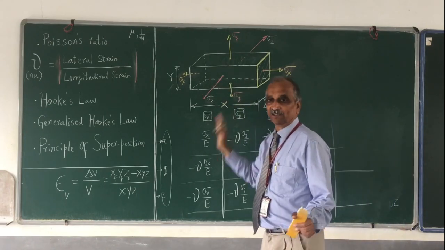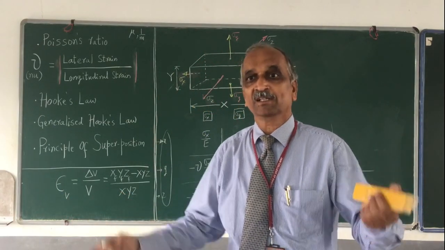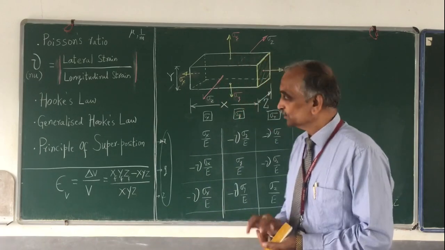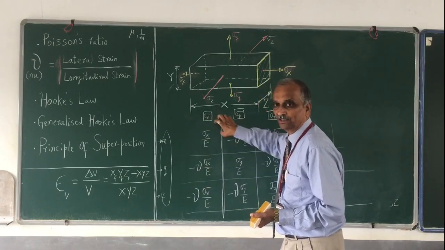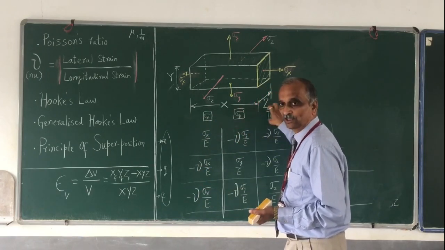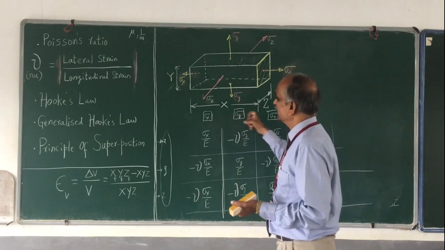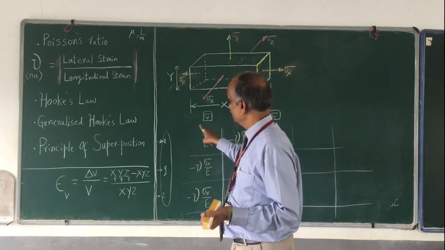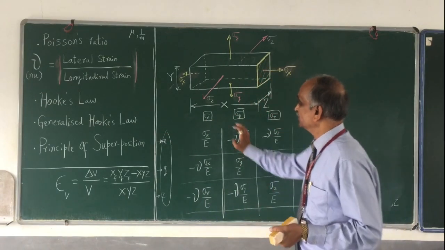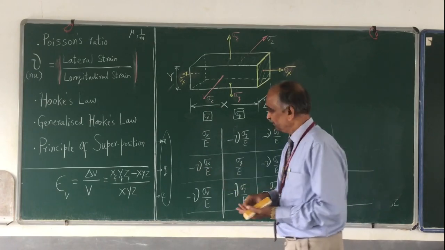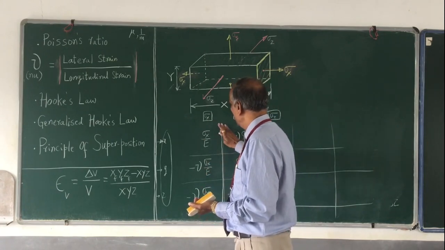But the actual body is not subjected to only sigma x or only sigma y or only sigma z. We have actually all the three, sigma x and sigma y and sigma z. So now what are these? These are the effects in the three directions due to only this, and these are the effects in the three directions only due to this. These are the effects due to sigma z in three different directions. But due to all of them, the effect due to all these three simultaneously is the sum of the individual effects. So if I want to know the total effect due to sigma x, sigma y, sigma z, I have to add these.